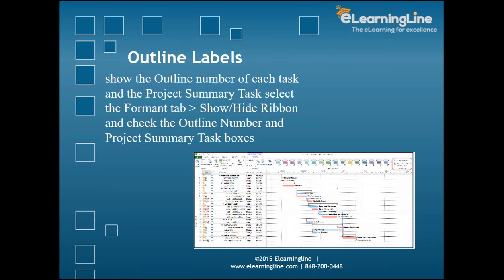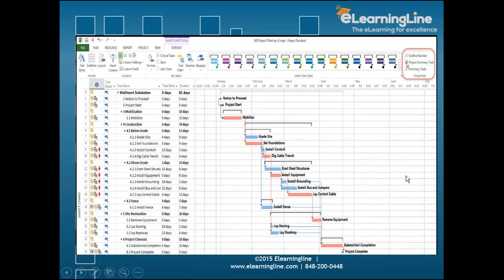Now we have outlining the levels. How do we do the outlining of the levels? To do that, first show the outline number of each task. Then go to the project summary, select the format tab, show and hide ribbon, and check the outline number and the project summary task box. As you see over here, let's see if I have a bigger screen. Okay, yeah. So what do we see? We go to the format and then you see this option over here, outline number.